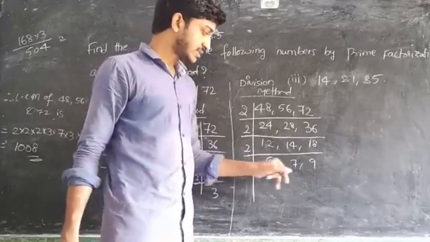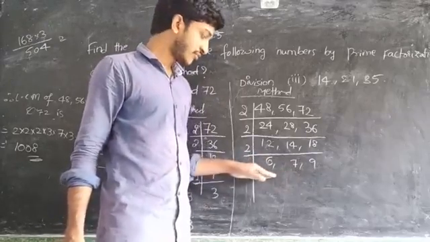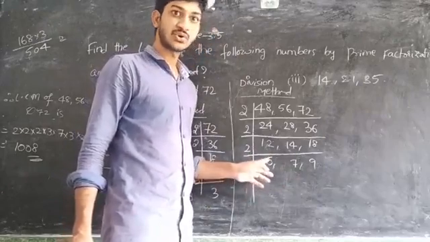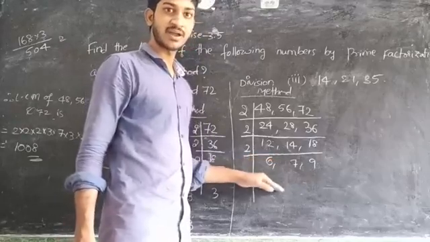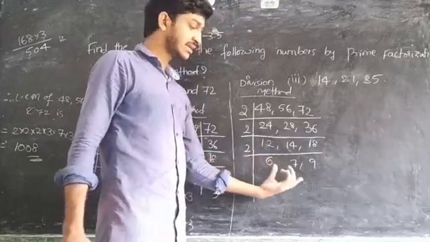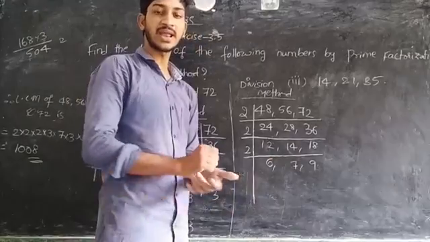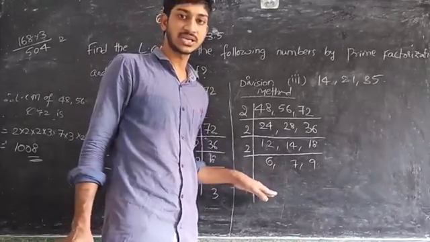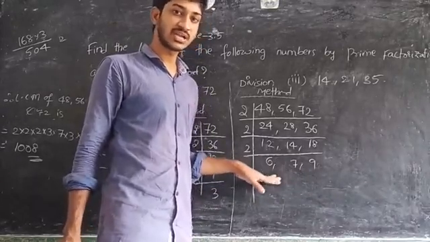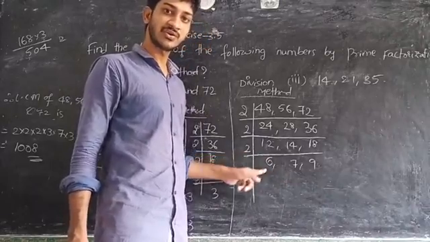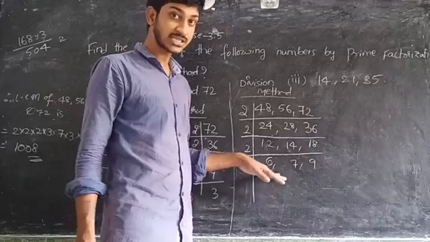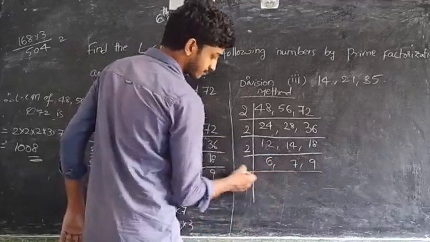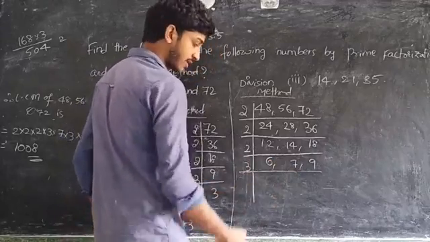Now see here, 6, 7, 9. If you take 2, it is a factor for only 6. So no other number has 2 as a common factor. This time we have to take a number which is a common factor of any 2 of these 3 numbers. If you take 2, it is a factor for only 6. But if you take 3, it is a common factor for both 6 and 9. That's why we have to take 3. I am taking 3 as a common divisor.